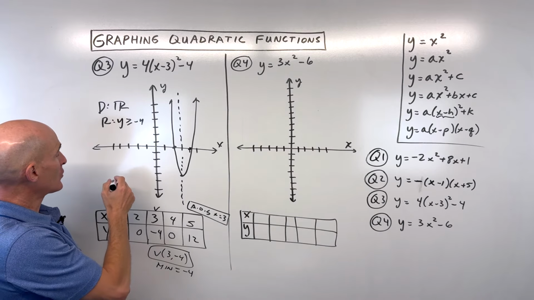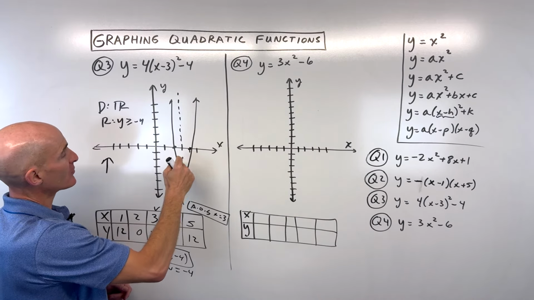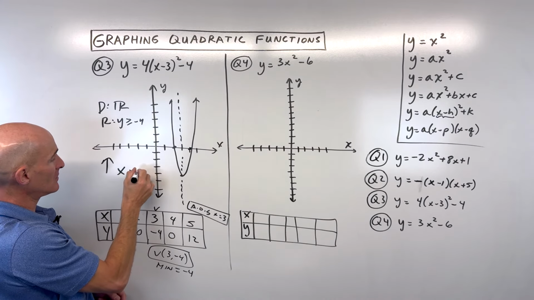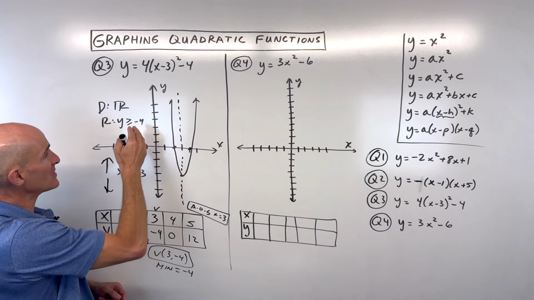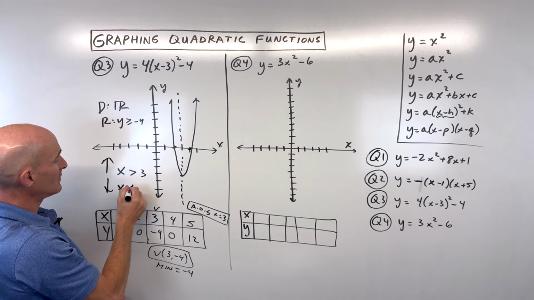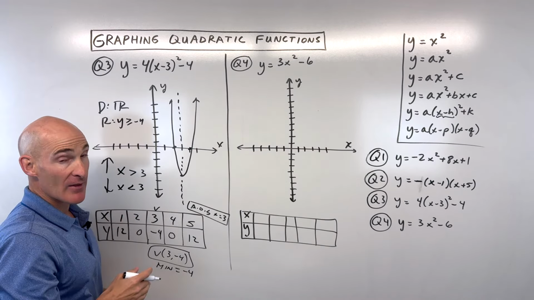Okay, and then where is it increasing and decreasing? So as we read from left to right, it's increasing when x is to the right of 3. Okay, and where is it decreasing? As we read from left to right, that's going to be when x is to the left of 3. And you've got the key features of that graph.